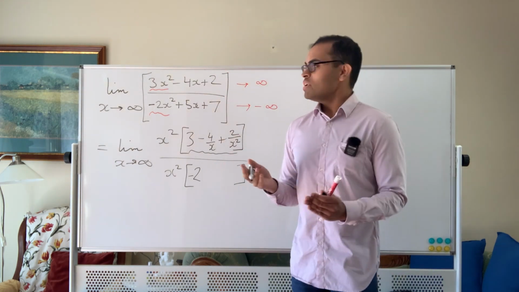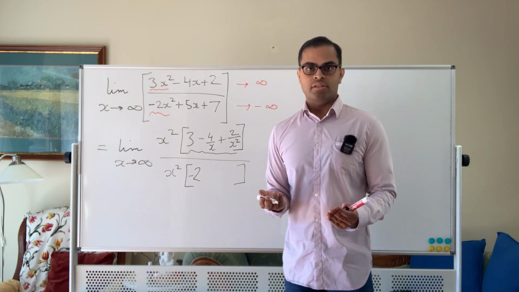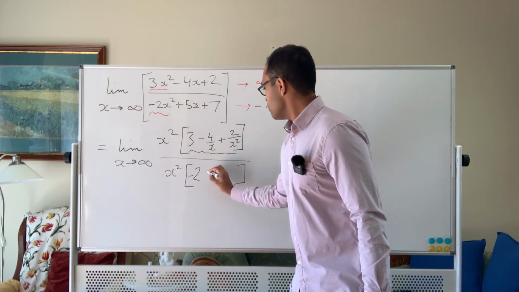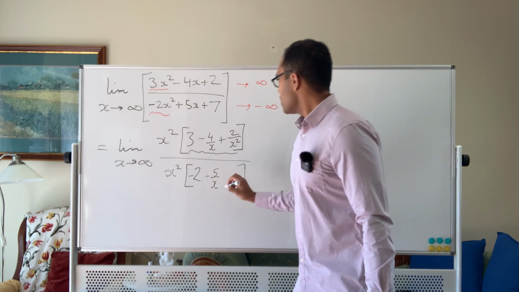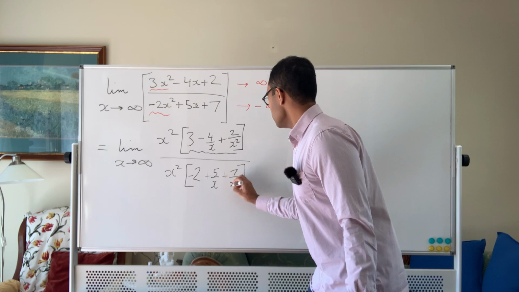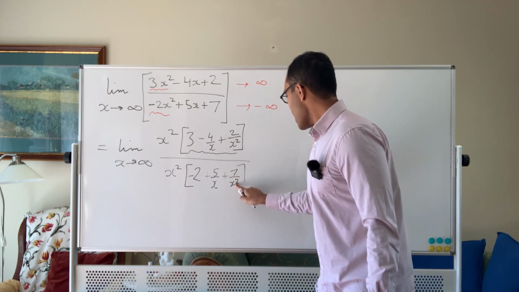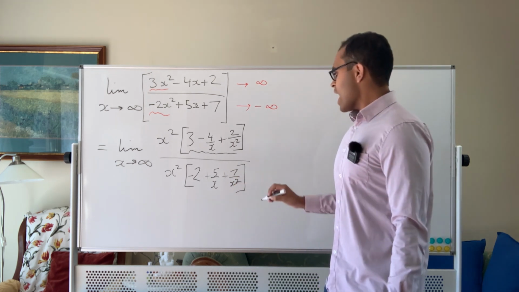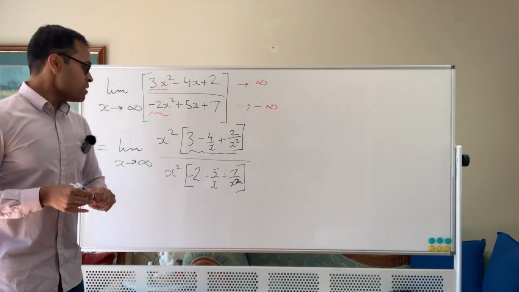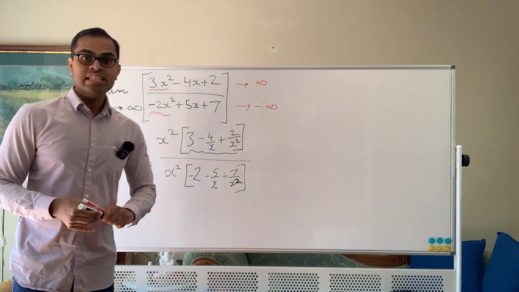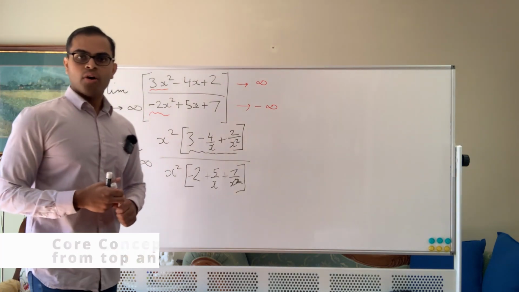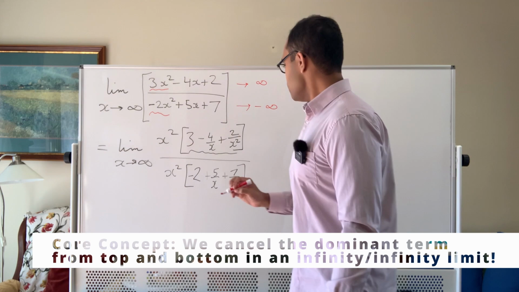Another way of thinking of it is you're dividing the whole thing by x squared. So 5x divided by x squared is 5 over x, and 7 divided by x squared is 7 over x squared. When we factor out the x squared, we get this expression here, and that's still an infinity over negative infinity limit. But we can now cancel off the culprit creating the infinity on top and bottom, which is the x squared. That's the crucial observation.